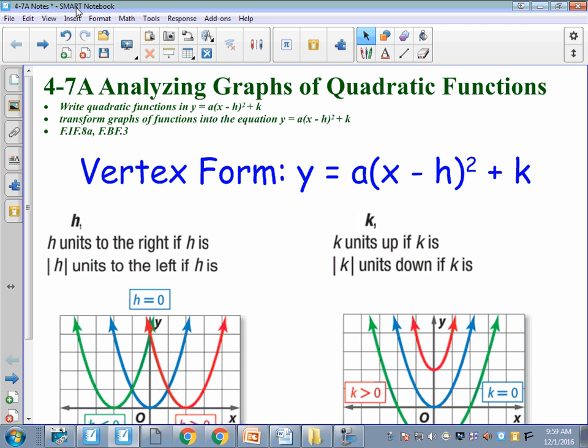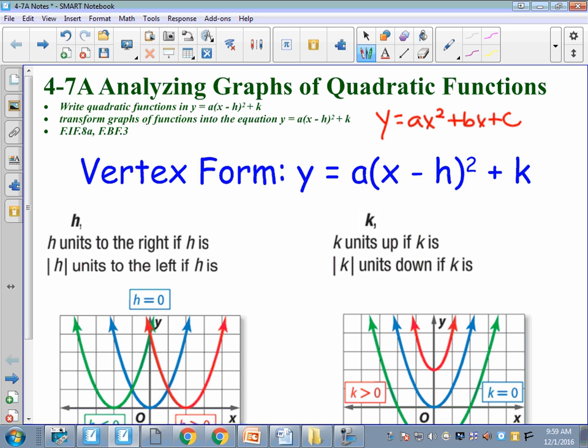So we're going to talk about this new form, and this is the second form for quadratics. So a quadratic, we know standard form. Standard form is y equals ax squared plus bx plus c. Now we have a new form that brings in h and k. And you're going to see h and k showing up quite a bit. H and k is the vertex of the actual parabola. So that's why they call it the vertex form.